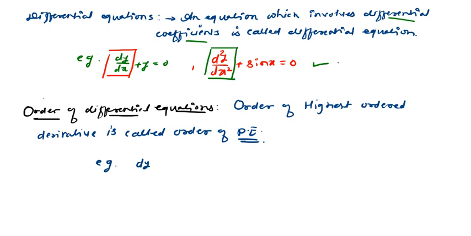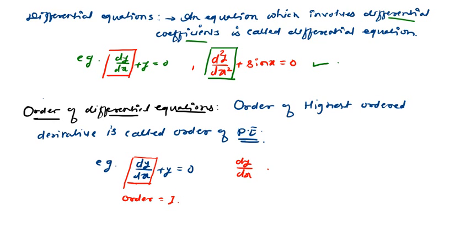Now for example, suppose I take this differential equation dy by dx is equal to 0, where y is a function of x. If you observe here, what is the highest order derivative involved in this differential equation? This dy by dx is the highest ordered derivative, and its order is 1. So the order of this differential equation is 1.